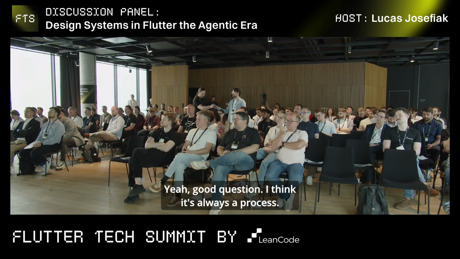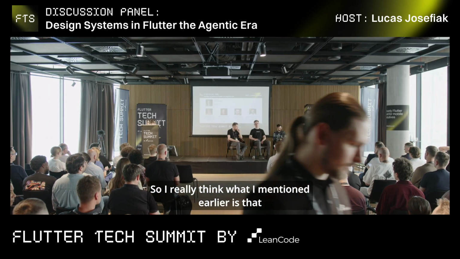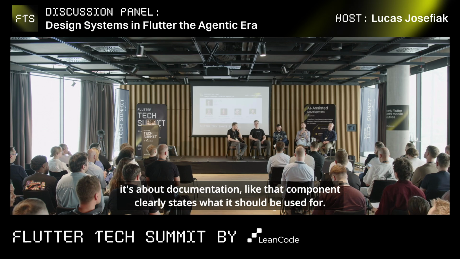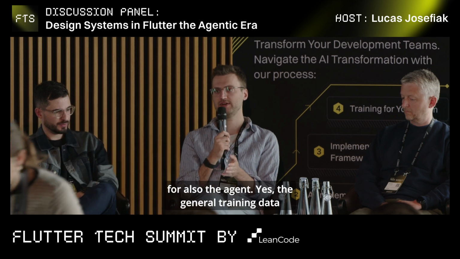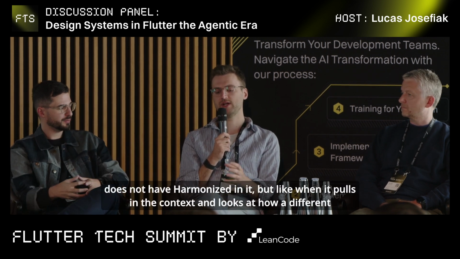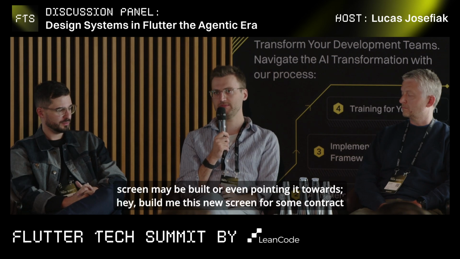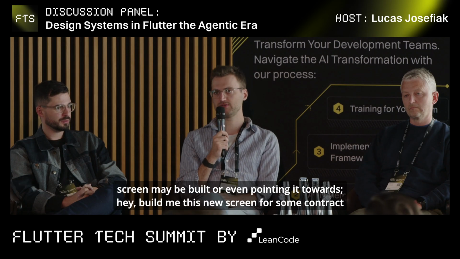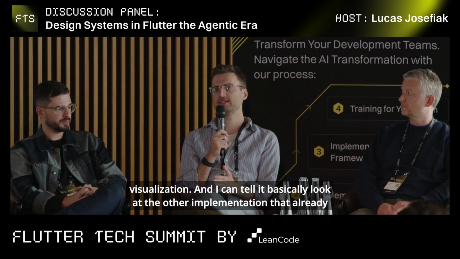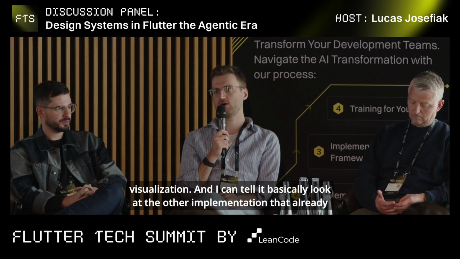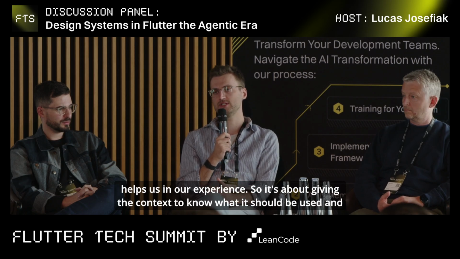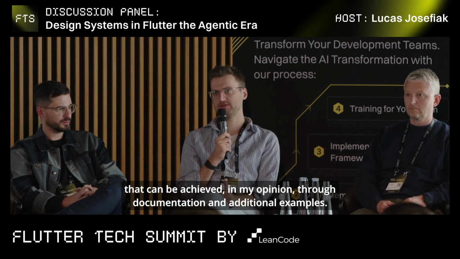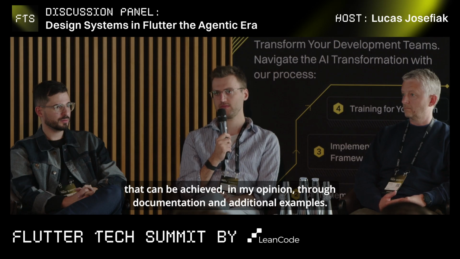Yeah, good question. I think it's always a process. What I mentioned earlier is that it's about documentation, that the component clearly states what it should be used for. And then it's in the end a matter of familiarity for the agent. Yes, the general training data does not have harmonized in it, but when it pulls in the context and looks at how a different screen may be built, or even when I point it towards it, saying build me this new screen for some contract visualization, look at the other implementation, that already helps us in our experience. So it's about giving the context to know what it should be used for, and that can be achieved, in my opinion, through documentation and additional examples.